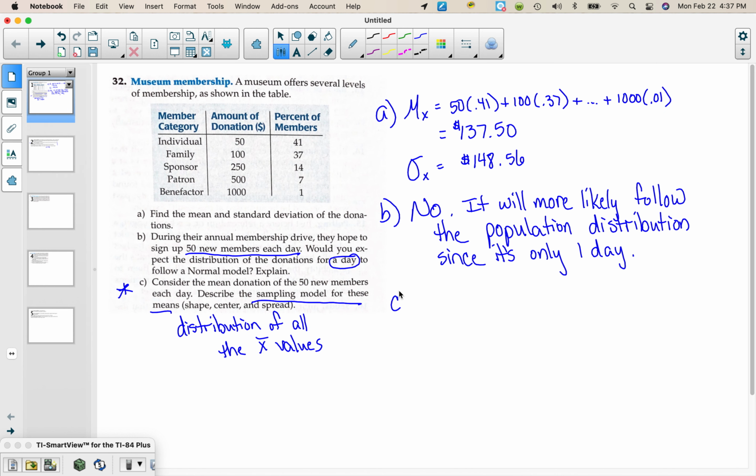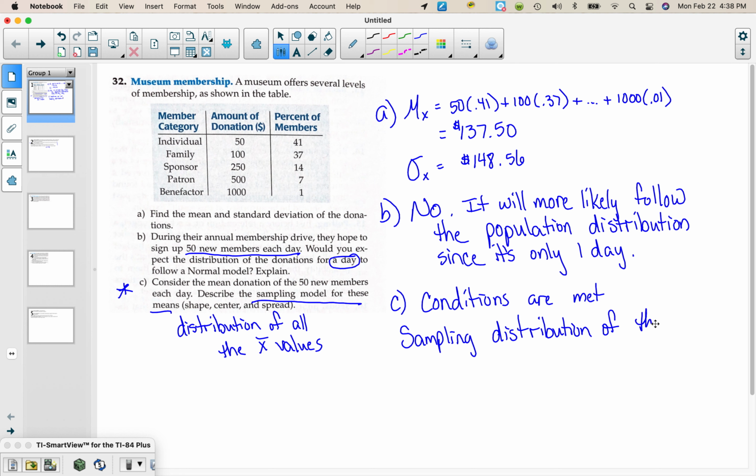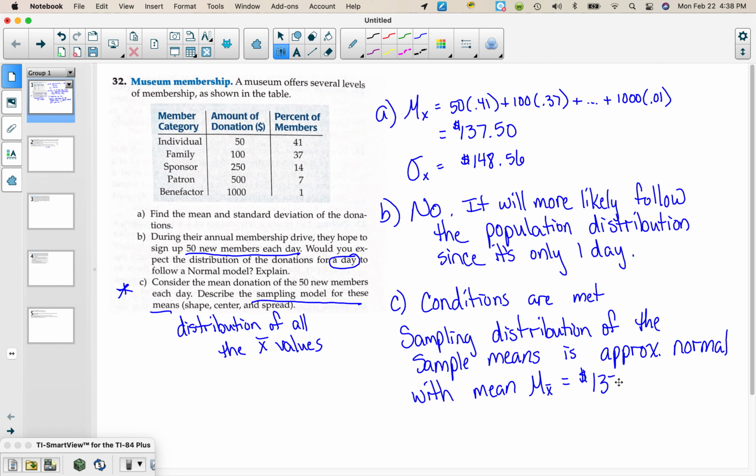So because the conditions are met, we can say that our sampling distribution of the sample means is approximately normal with mean mu sub x bar, which is the same as mu sub x. So it's going to be $137.50.